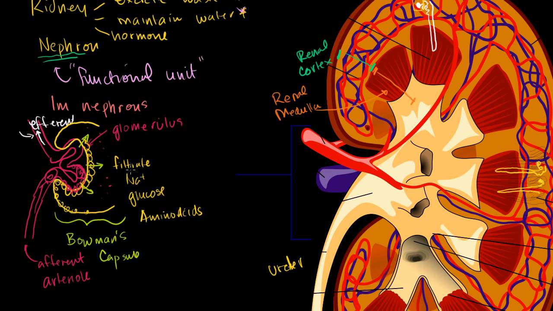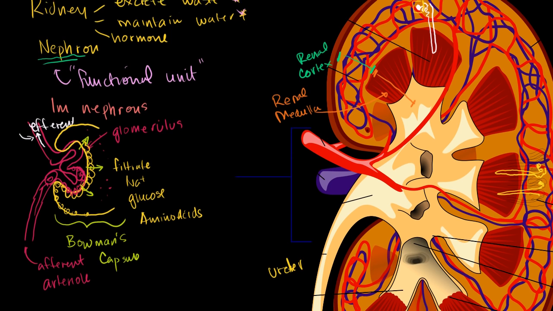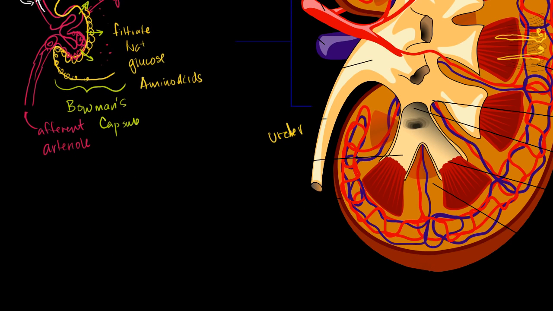Now what I want to do is zoom out a little bit because I'm going to run out of space. So let me zoom out. So we had our arteriole go in, it gets all bunched in the glomerulus, and then most of the blood leaves, but 1/5 of it gets essentially filtered into the Bowman's capsule. That's the Bowman's capsule right there. I've just zoomed out a little bit.